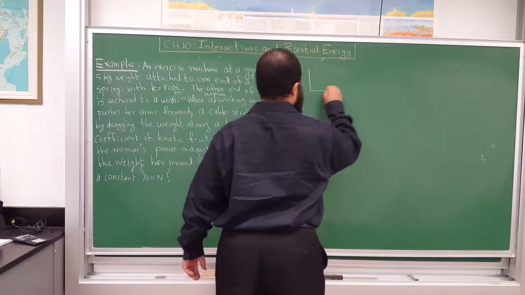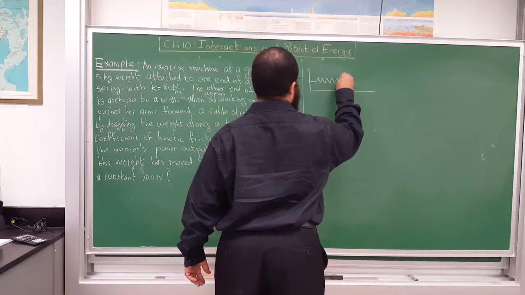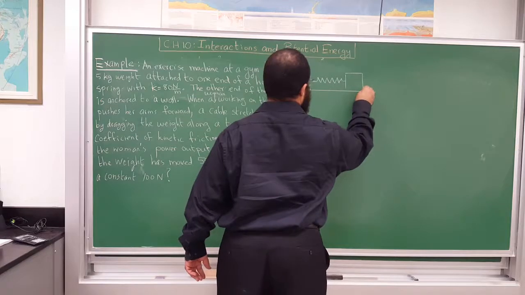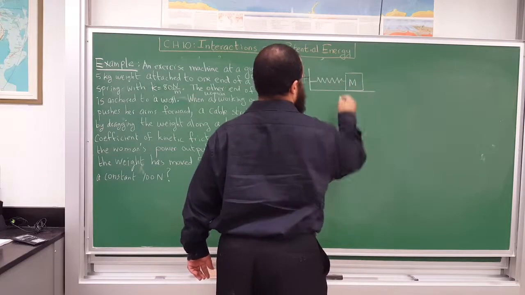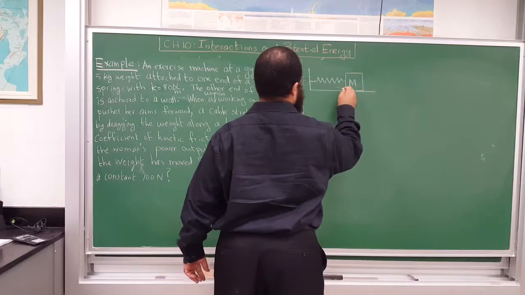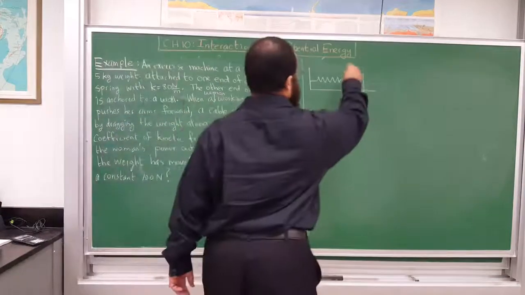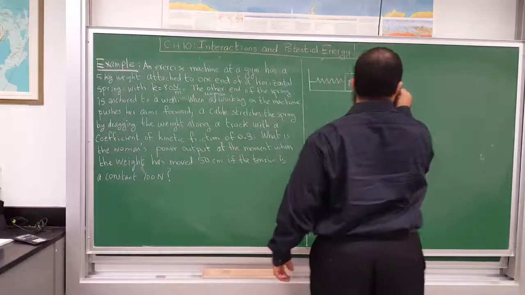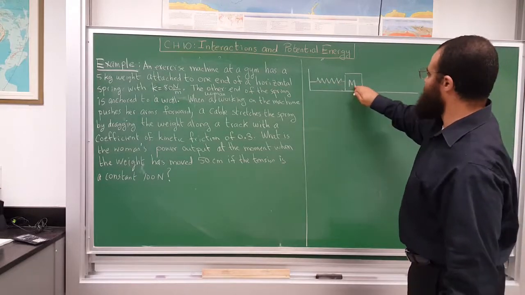Here's a wall. Here is the spring that's anchored to the wall. Here is a mass that's attached to the spring. There is friction here. So what happens is, let's say this is the initial position. Now our system will be the spring plus mass.